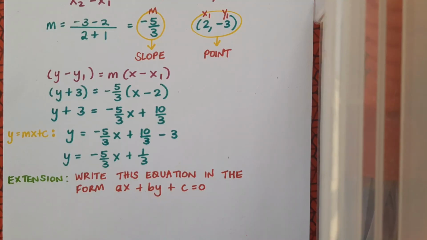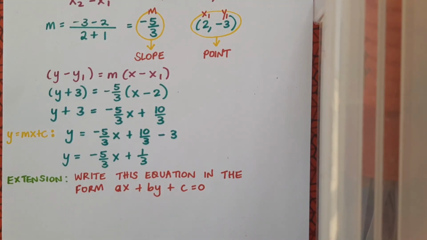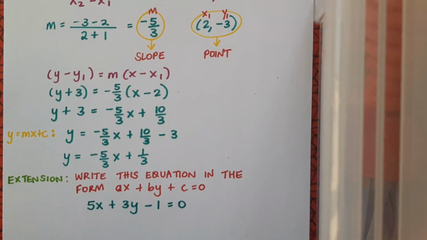Again, just as a little extension question at the end of this, I'm going to ask you to write this equation in the form ax plus by plus c equals 0, just for practice. So pause for a second while you do that and then play and check if your answer was correct. And if you did that correctly, you should be getting 5x plus 3y minus 1 equals 0.